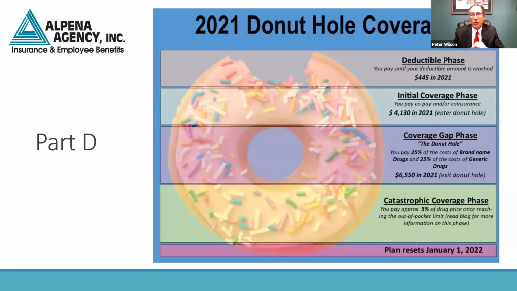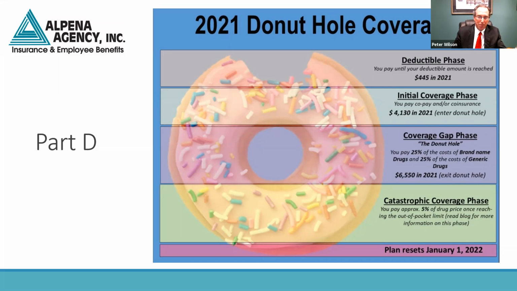Let me talk a minute about the donut hole. The donut hole can be a little confusing for people. So the donut hole applies to Part D plans, and it applies to your prescription drug copays. So when you buy a prescription drug plan, a Part D plan, it's going to have a deductible. Typically, the deductible is around $445, but that varies with plans.